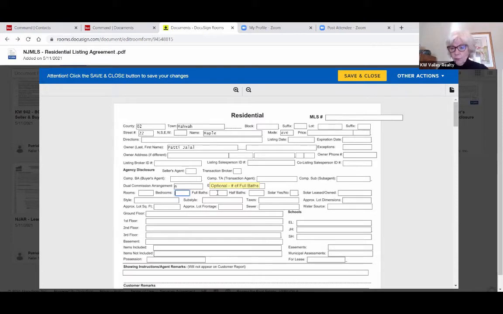Okay, full baths. What constitutes a full bath? If it only has a shower, is that a full bath? Yes. Essentially a three-piece room counts as a full bath: sink, commode, and tub or shower, or both.